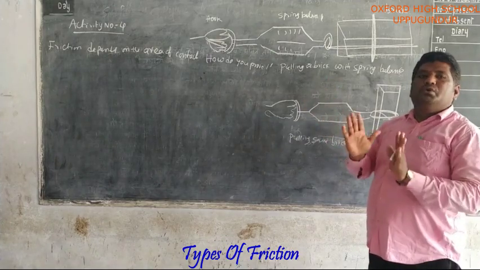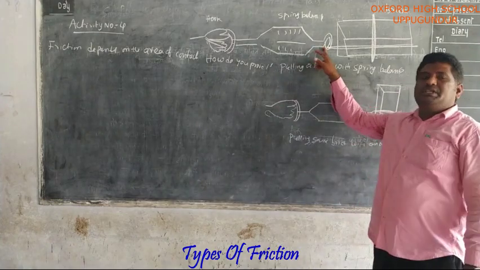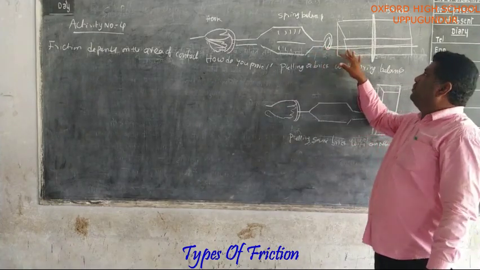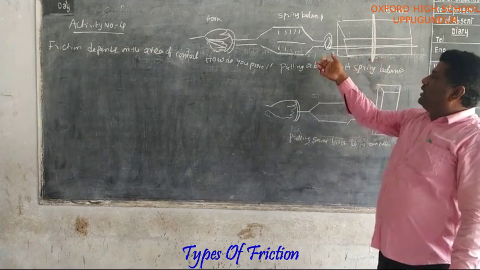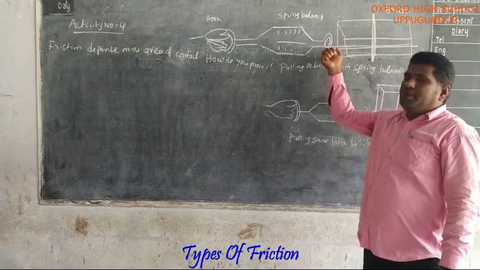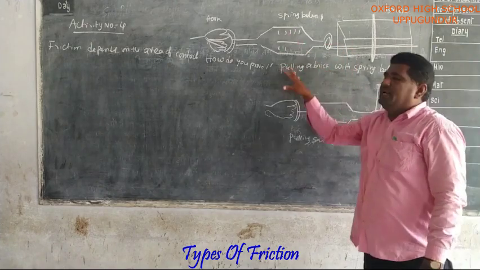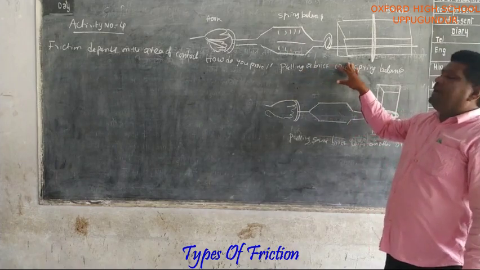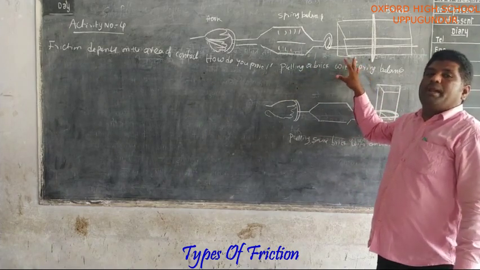How do you prove it? Let's do some activities. First of all, we will take one string. This string is stitched to one brick. Now gently push the spring balance and note the spring balance reading. Here we find out how much applied force is needed.